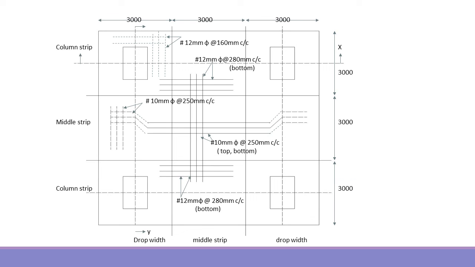So see the diagram. This is our reinforcement detail. The four corners are the column strips. The center one is the middle strip. Then mark the values. For the column strip, the main reinforcement is 12 mm dia bar at 160 mm center to center distance. For the middle strip, it is 10 mm dia bar at 250 mm center to center distance. And the width of the middle strip is 3000 mm. So see the drop width, the middle strip and the drop width also.